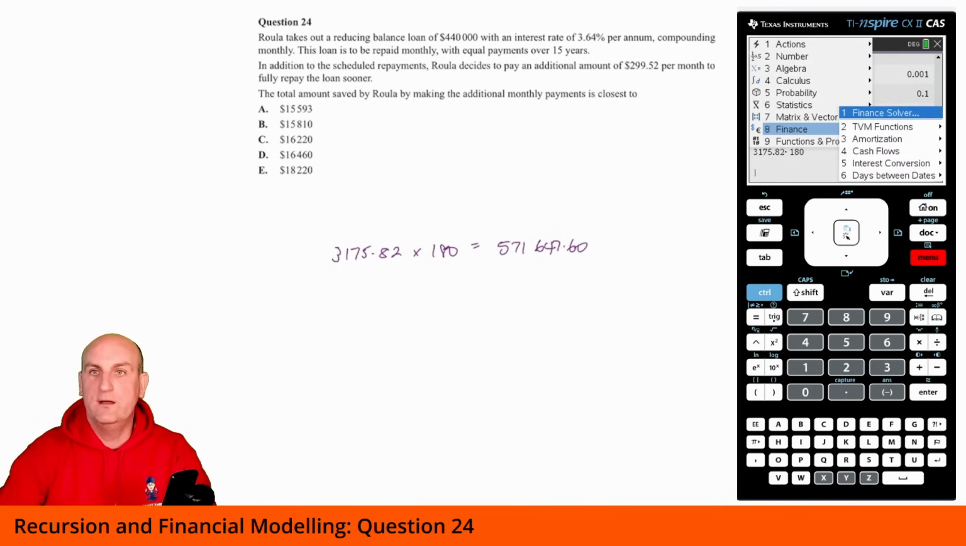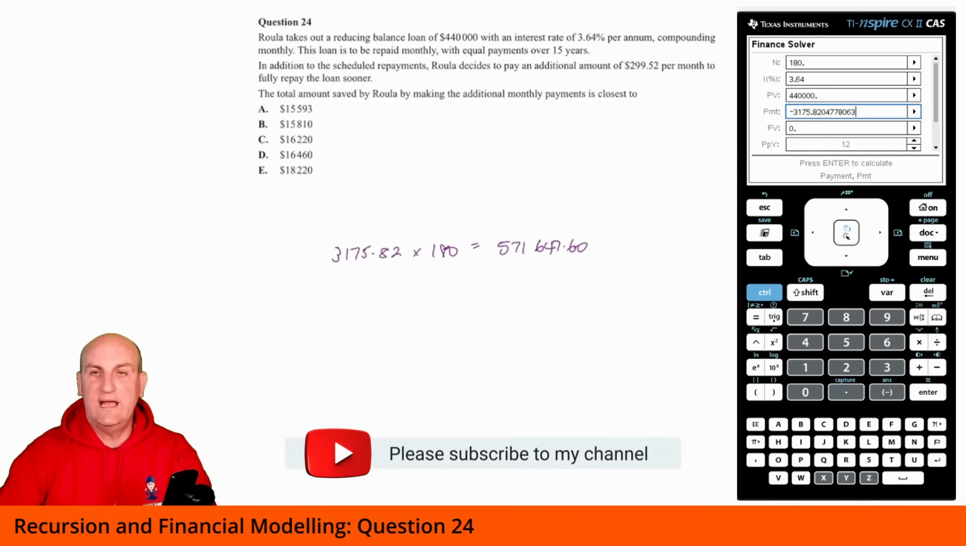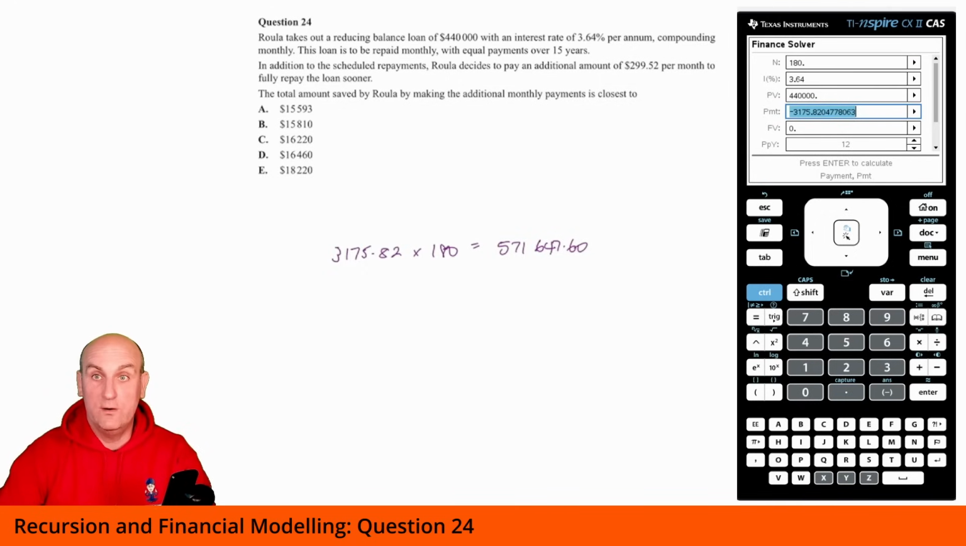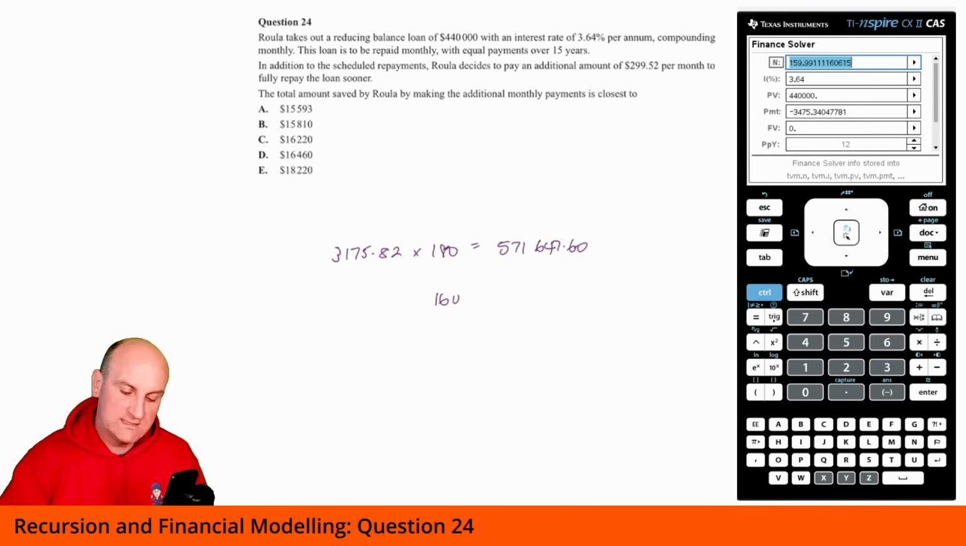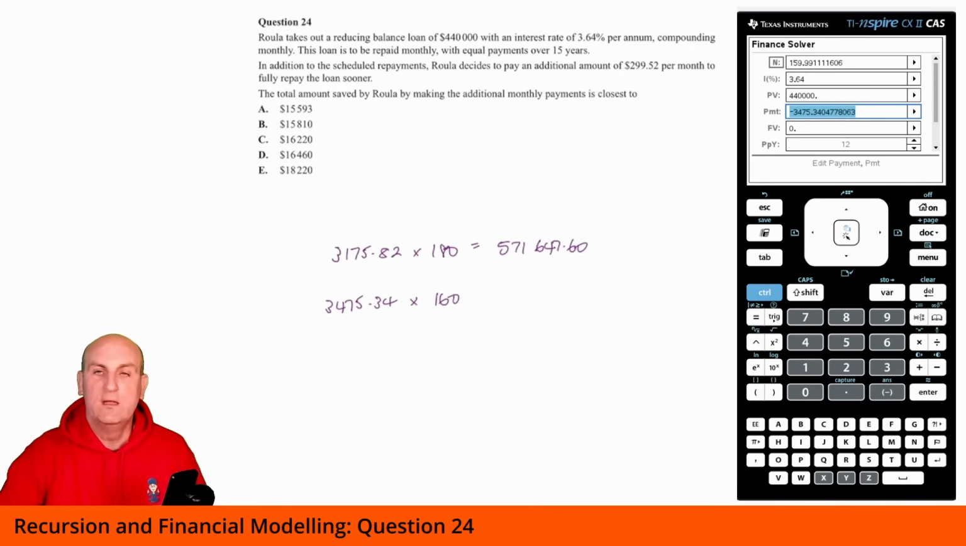Let's go back to my finance solver. Right, so what she's actually going to do is make additional payments of $299.52. So now what I'm going to do is subtract from that another $299.52. So we now know the payment, so I want to see how much quicker she's going to pay this loan off. So there we go. She'll clear her loan in 160 months. Right, so 160 months. And in that situation, again, we can highlight this value here. She's going to pay 3475.34, yeah? So because she's paying more, she's going to clear her loan much, much quicker.